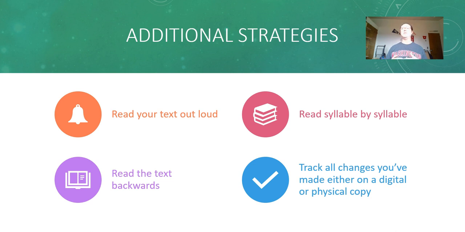are all my words spelled correctly? Do my subjects and my verbs align? Have I identified any sentence fragments, comma splices, run-ons, things of that sort? And slowing down and reading syllable by syllable will give you a better opportunity to catch any of those smaller concerns that you might have throughout your piece.